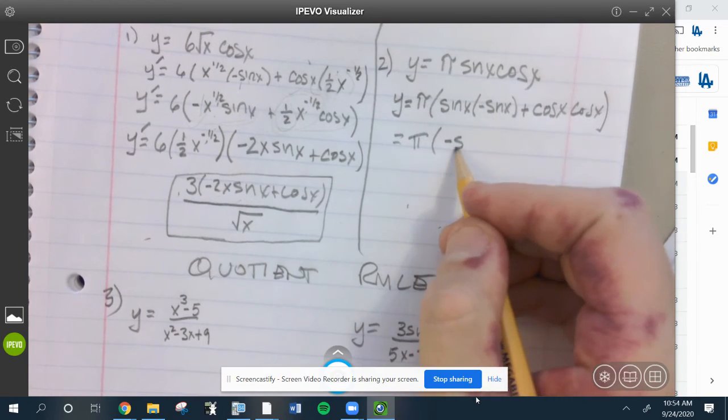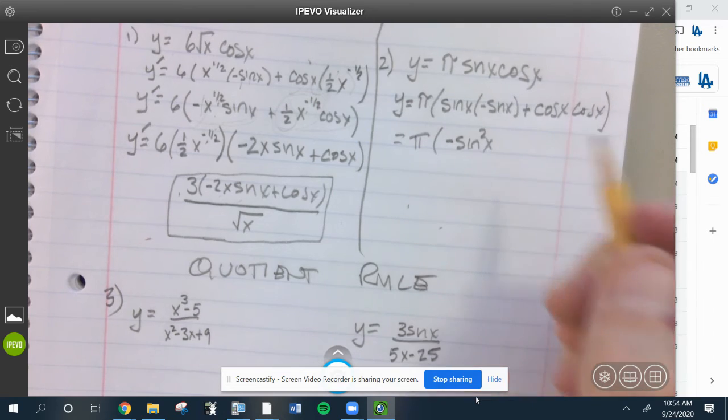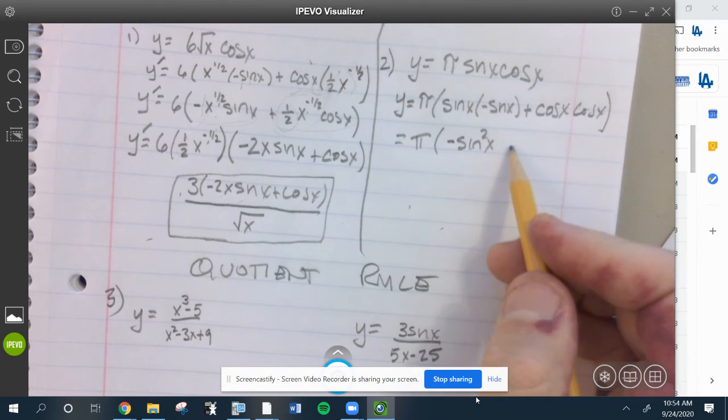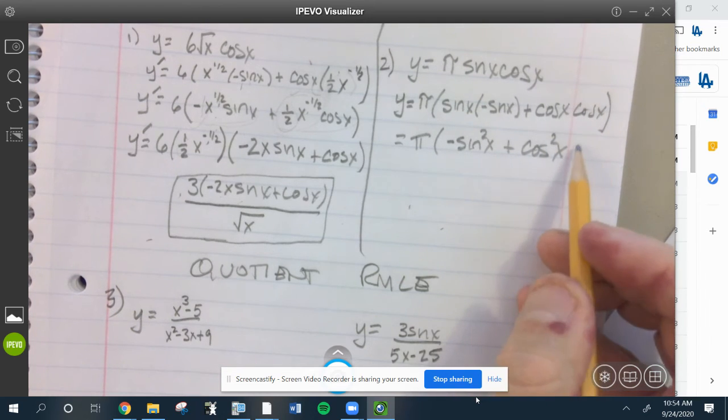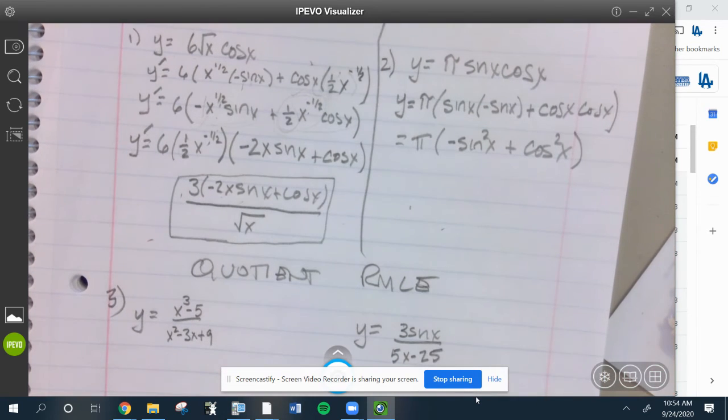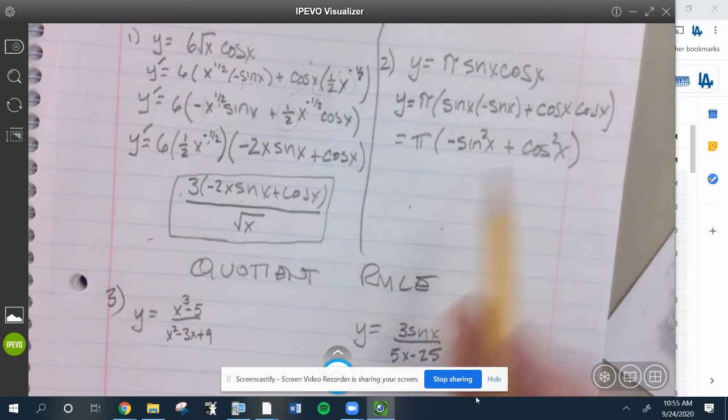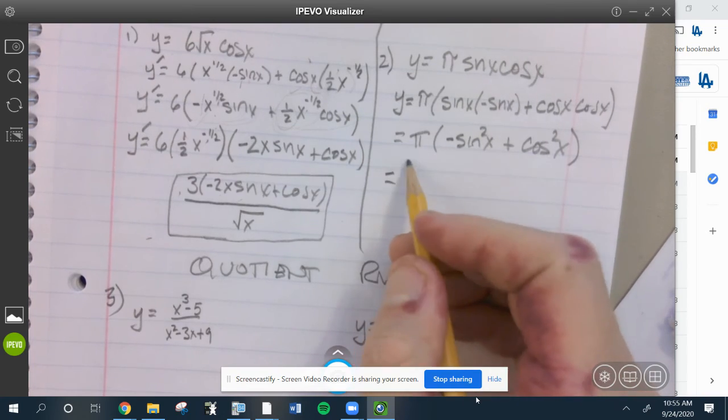We have negative sine squared x, sine times sine, plus cosine squared x. That's it. Now, sine squared plus cosine squared is 1, but this isn't sine squared plus cosine squared. This is negative sine squared plus cosine squared. There is an identity that goes along with that, but it's not a common one, so we're going to leave it like that. That's it.